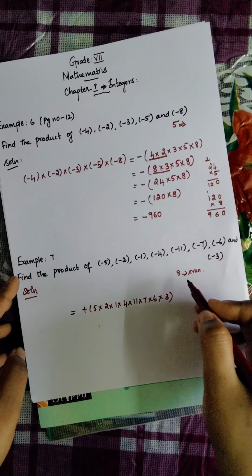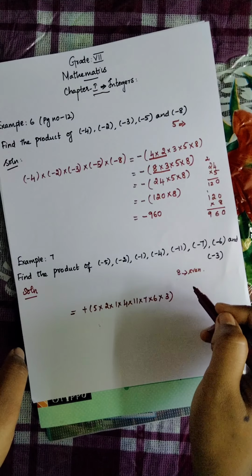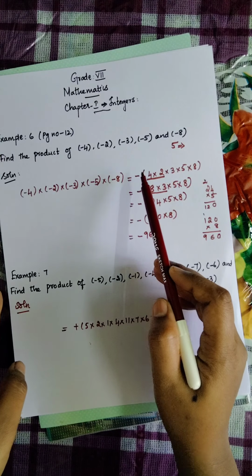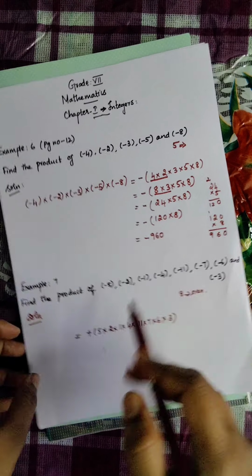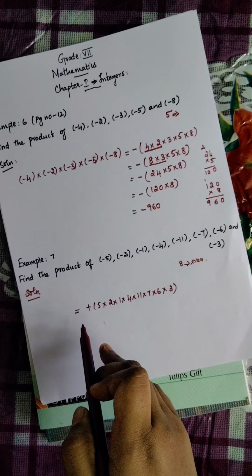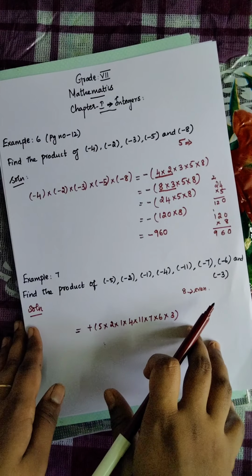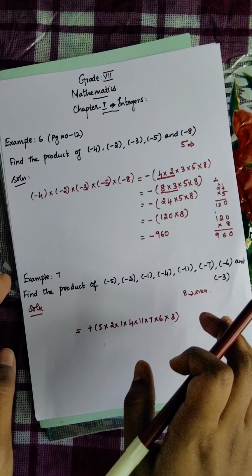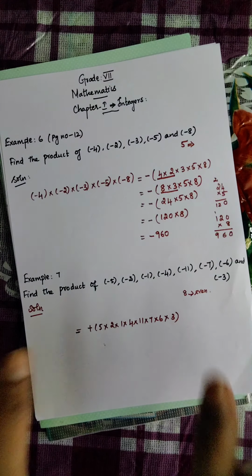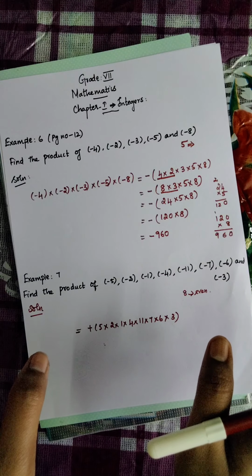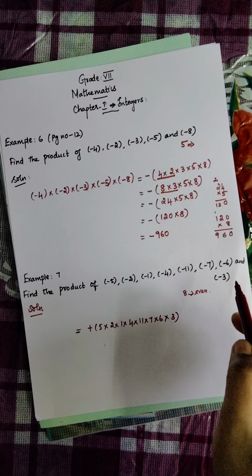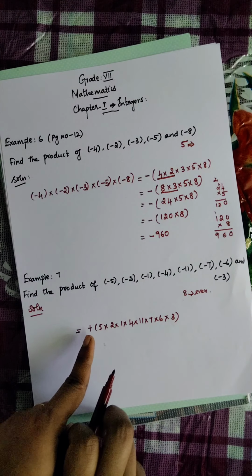What is the case for odd? If the negative numbers are odd, you need to multiply all the numbers and in front of the number put the negative symbol. But for even, you multiply all the numbers and put the positive sign. Understand? This is the difference between odd and even. If there are many numbers to multiply, first you need to count how many negative numbers are there. Here totally 8 negative numbers. 8 is an even number. So in front of all the numbers put the positive sign.